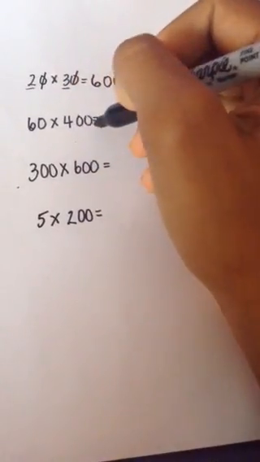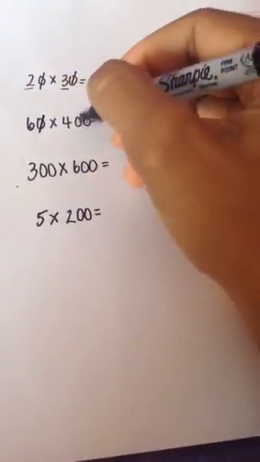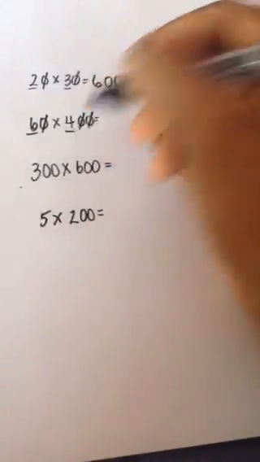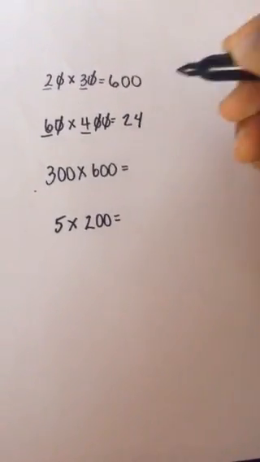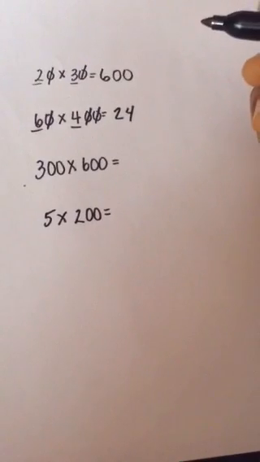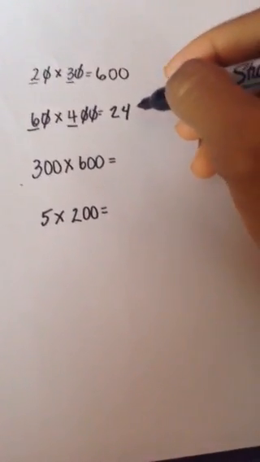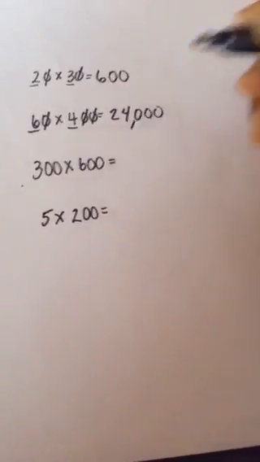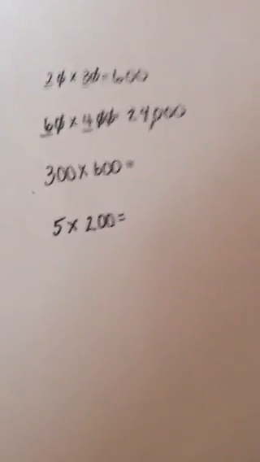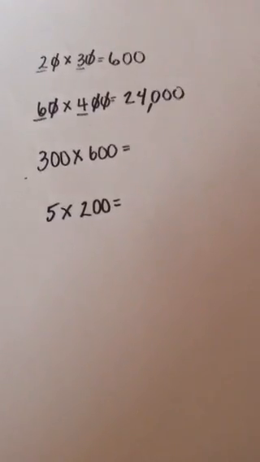How would we do 60 times 400? Well, ignore those zeros and think of it as 6 times 4. What's 6 times 4? 24. So then how many zeros did we cross off? 3. How many zeros do we have to put back? 3. 1, 2, 3. That's 24,000. Let's say we have 300 times 600.